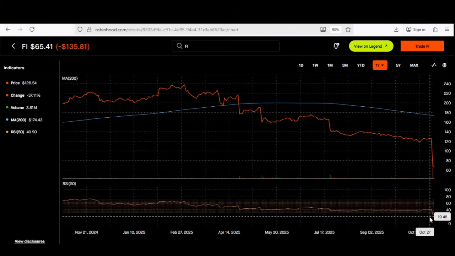I actually like this kind of setup. The reason why I like it is because it shows me that there's more upside than there is downside. Now, can the RSI continue to go down?